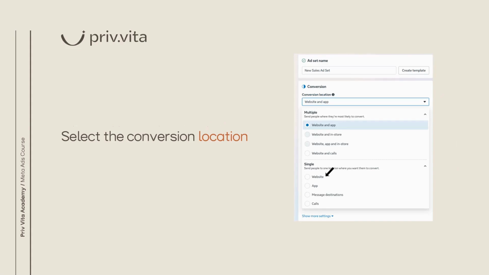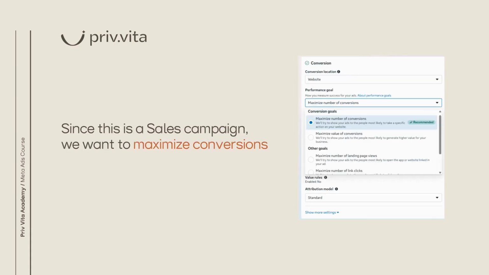The first setting you'll see here is the conversion setting. Here you'll select the conversion location, meaning where the event you're tracking actually happens. 95% of the time you will select website. Next is the performance goal. Since this is a sale campaign, we want to maximize conversions. Any other option here, like reach or link clicks, would belong to a different campaign type, so select maximize conversions.